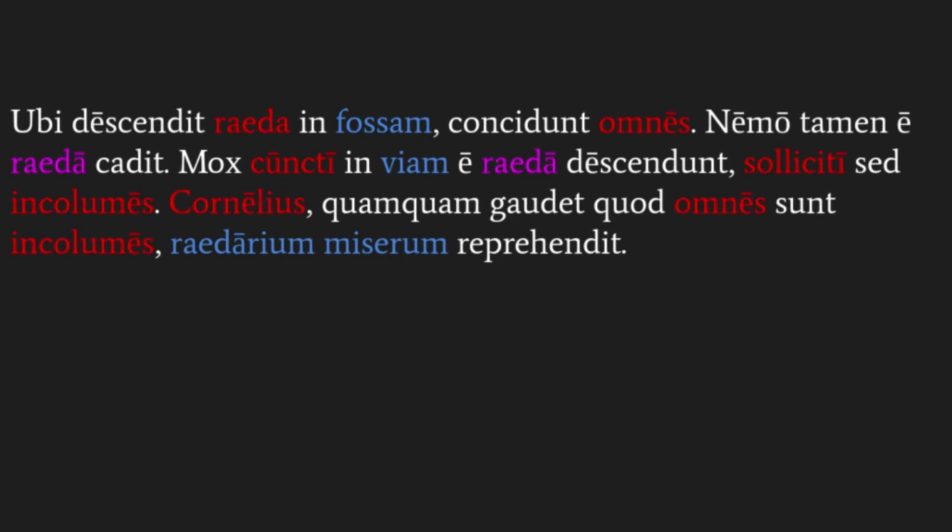So the miserable coachman is not doing anything. Something's about to happen to the miserable coachman. What happens? Reprehendit. It's talking about Cornelius still. He scolds, reprehendit, the miserum rida, the miserable coachman, the driver, right? Cyrus. So he's still yelling at Cyrus because the carriage fell into a ditch, right? So he's blaming his slave.